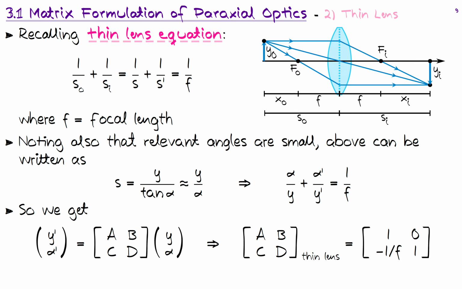So we have a unity diagonal, and here on this C term we have minus 1 over F, telling us that something actually happens for the angle.